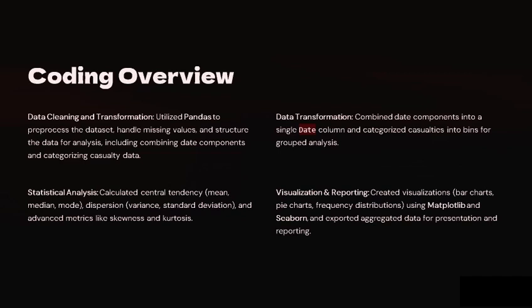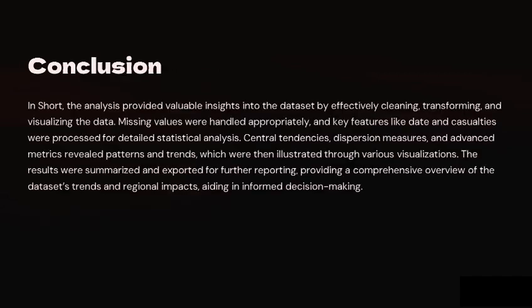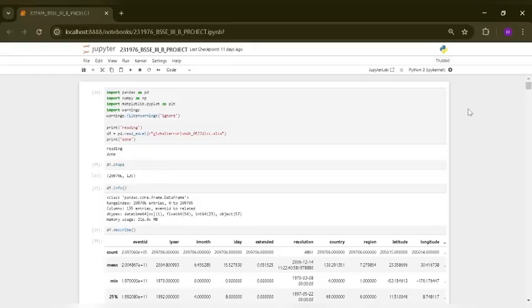The visualizations created during this analysis, including bar charts and frequency distributions, provided clear patterns in casualty data, regional impacts, and trends over time. These graphs made complex data more accessible for interpretation and reporting. In summary, this analysis successfully cleaned, transformed, and visualized the dataset, uncovering trends and actionable insights. The project not only highlights the human cost of terrorism, but also provides a framework for using data-driven approaches to analyze global issues. Now let's look at the code implementation in Jupyter Notebook.